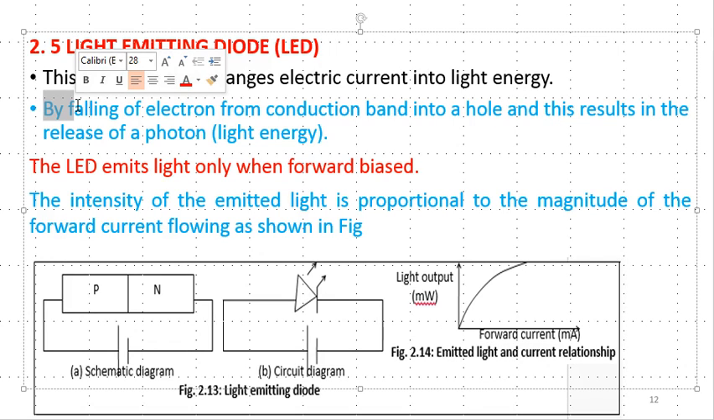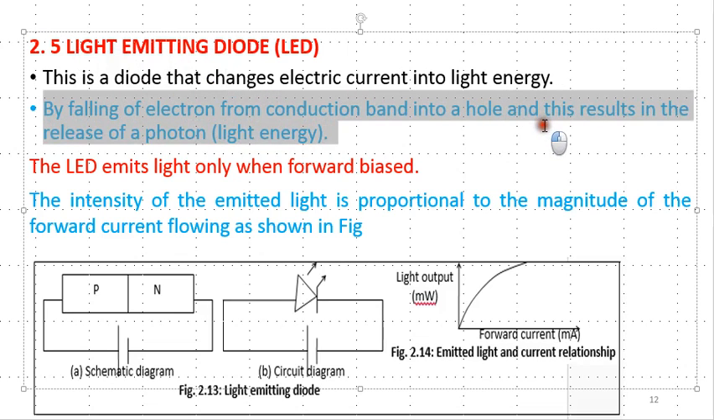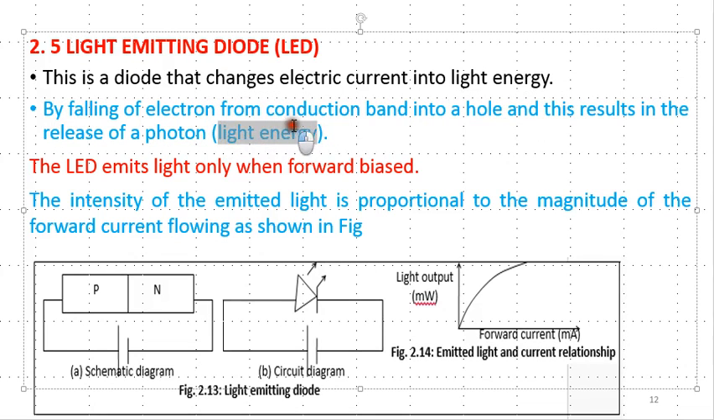But if it goes there, there is every tendency it will not be there forever. It will fall back into its valence band, and in trying to do that, it has to lose the extra energy it has absorbed, and this energy is the one that is changed into light energy.